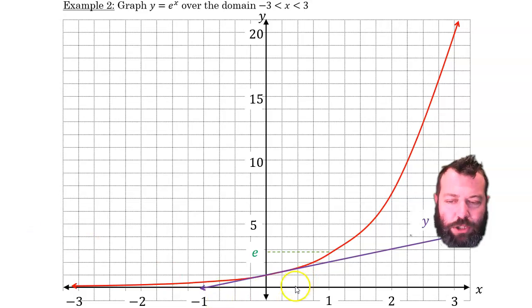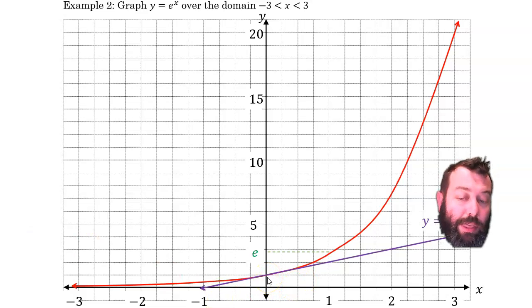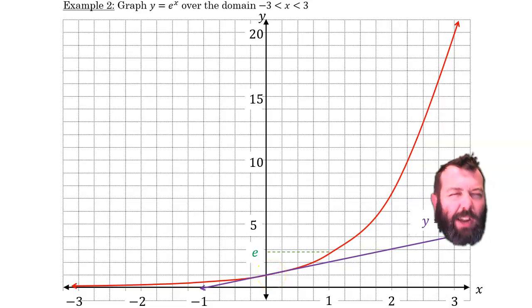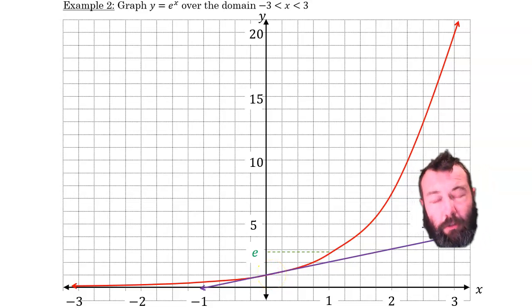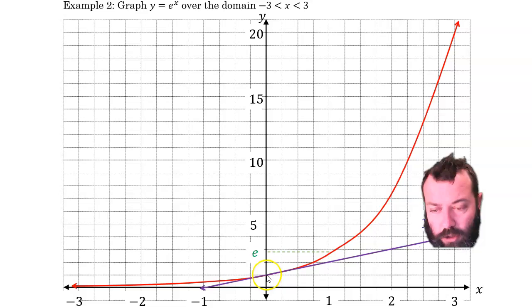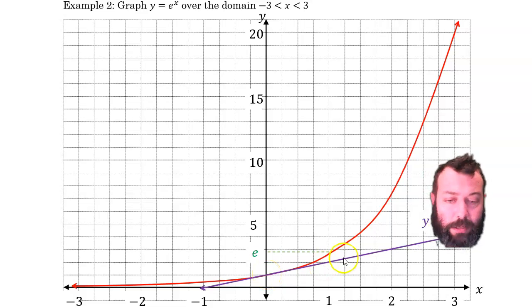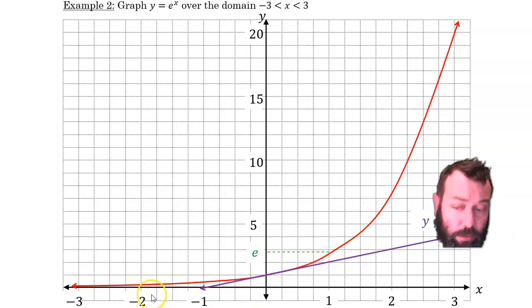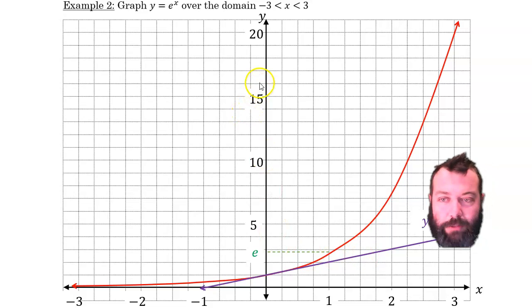If I drew a tangent here at the y-intercept, the y-intercept occurs at 1. Remember that the derivative of the function is equal to the function. So the gradient of this tangent here is equal to whatever the function is. The function's equal to 1. That means the gradient of this purple line is equal to 1. Doesn't really look like it because I have compressed the vertical axis. But I have a y-intercept of 1. I've got a gradient of 1.